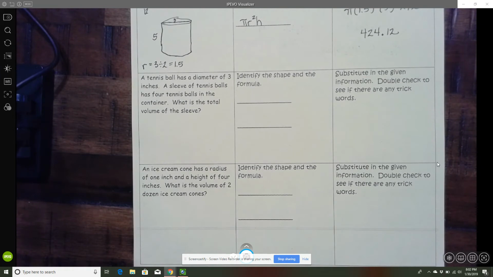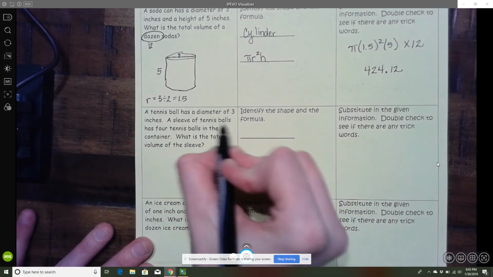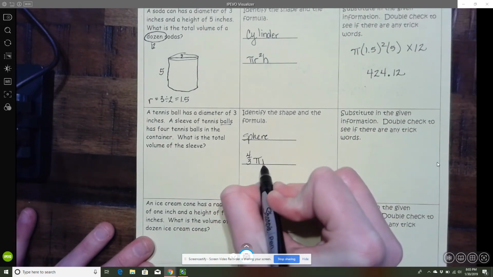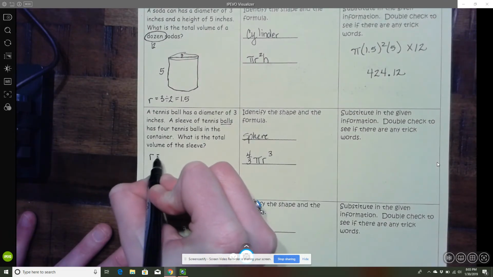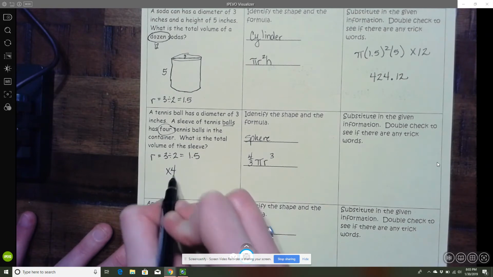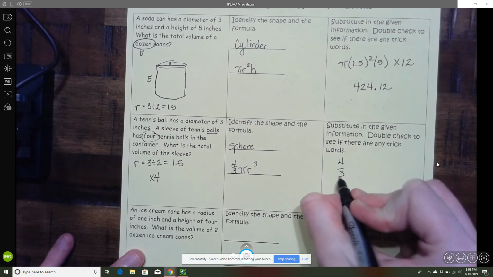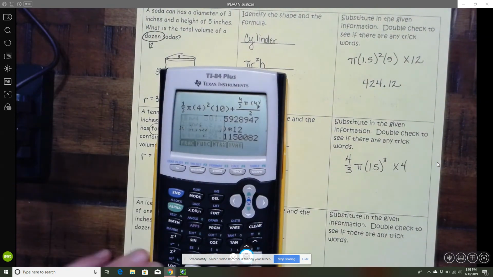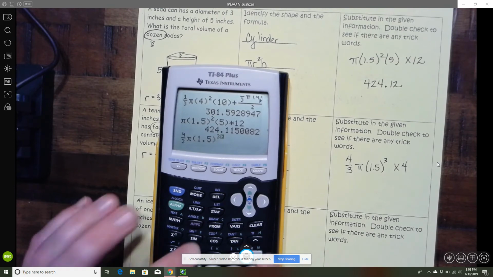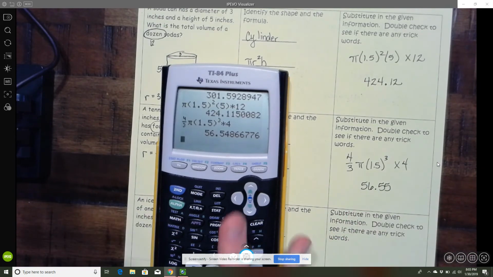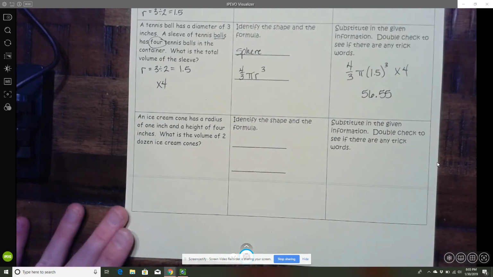All right, the next one says a tennis ball has a diameter of 3 inches. A sleeve of tennis balls has 4 tennis balls in the container. What's the total volume of the sleeve? So tennis balls are round. They're going to be spheres. And our formula there is 4/3 pi r cubed. Now again, they're giving me the diameter, so I need to divide that by 2 to get the radius. And then I'm also dealing with 4 tennis balls, so I'm going to have to multiply by 4 here. And we would get 56.55 as our volume.